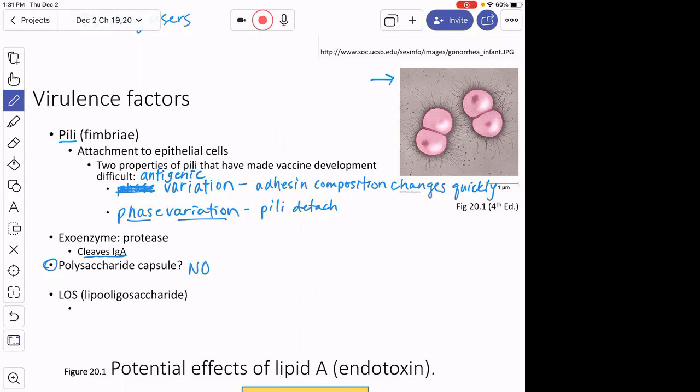lipooligosaccharide. This is a variation of lipopolysaccharide. It just has a little shorter sugar subunit on it. But same thing, it has lipid A, which, remember, is the same thing as endotoxin. Okay, so with all gram-negative organisms, remember, that's part of their outer membrane and that cell wall.